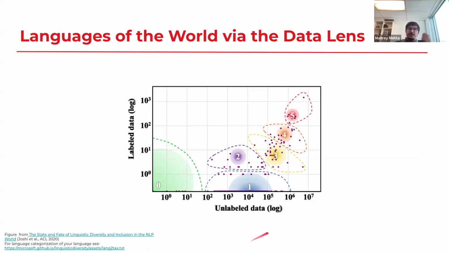For unlabeled data, they use the Wikipedia articles, the amount of Wikipedia articles that are there. And along the labeled data axis, they use certain published data sets that were there with language annotations, right? And they broadly categorize languages of the world in 6 categories, starting from 0 all the way to 5.